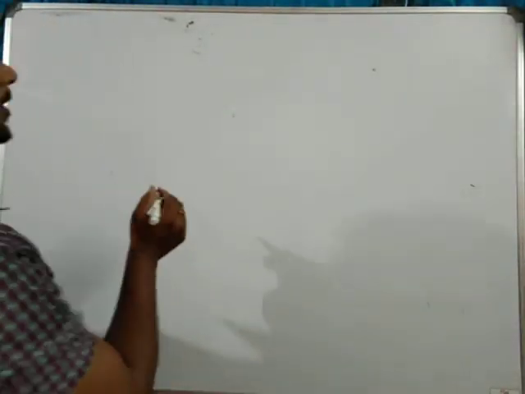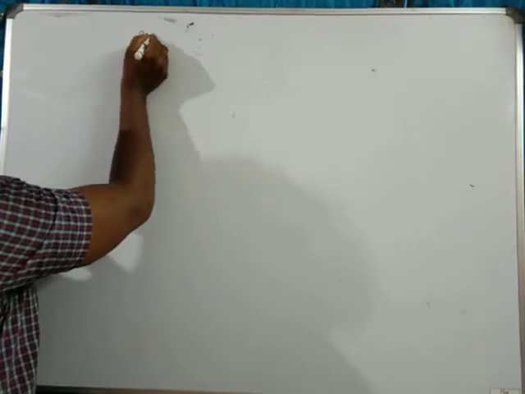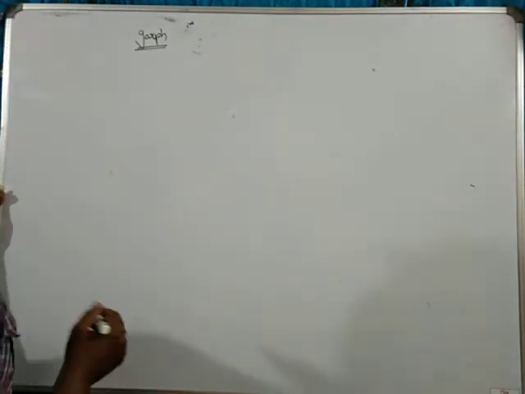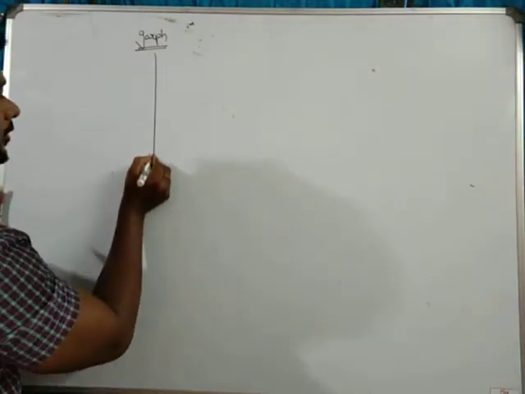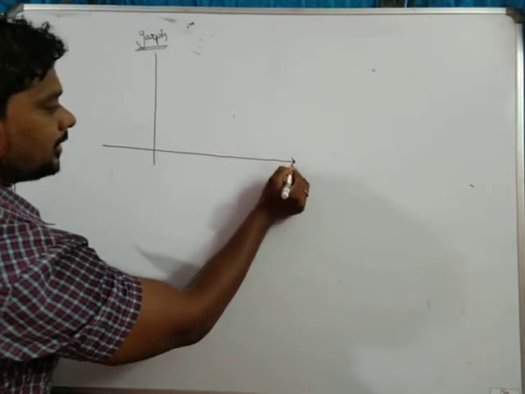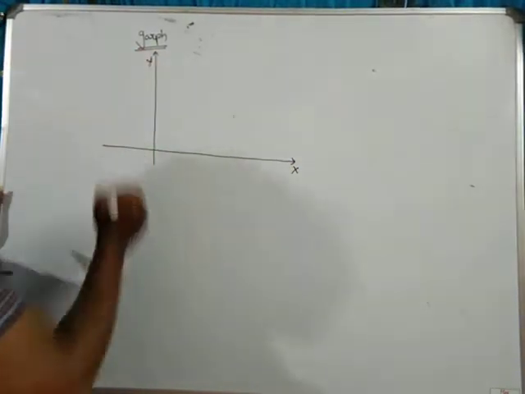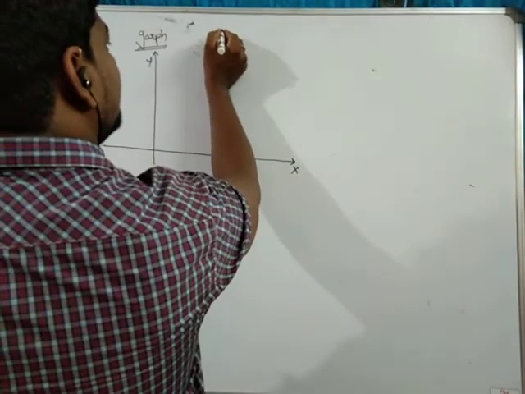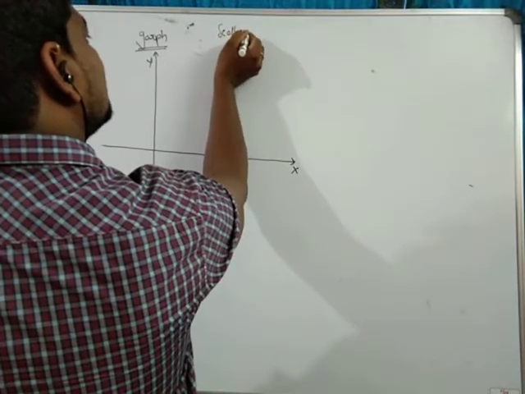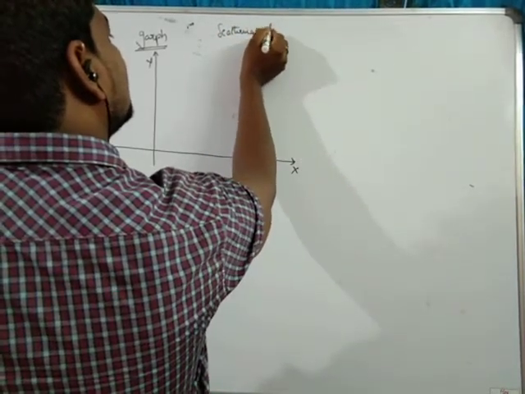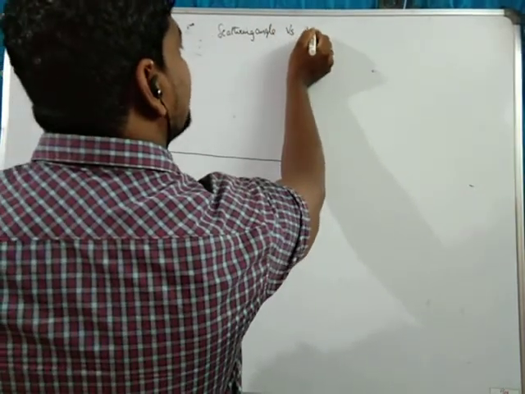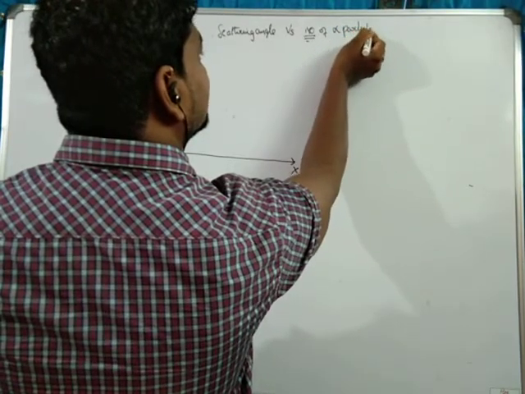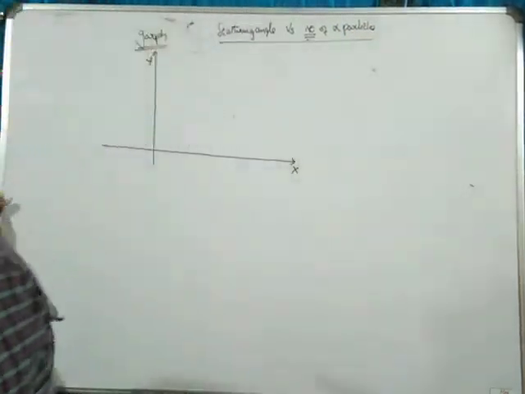Suppose, with the same concept, if you want to represent in a graph whatever we observe now, we have to take x-axis and y-axis. For the alpha particle scattering, we need a graph between scattering angle versus number of alpha particles. So we have to represent the graph between these two.